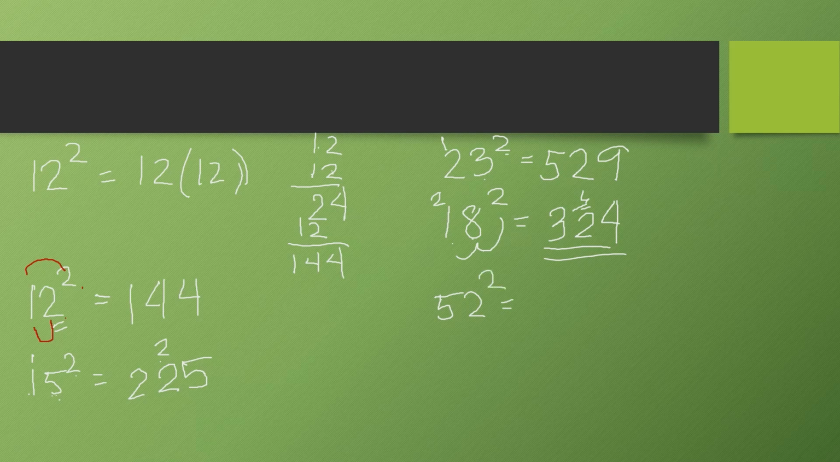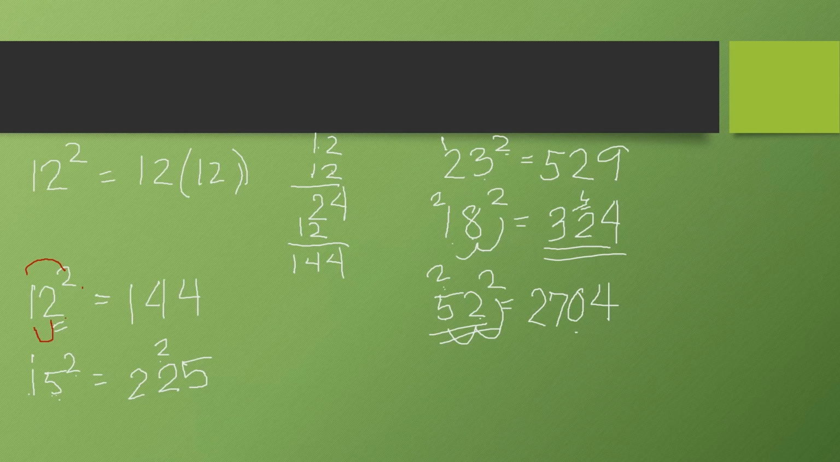Again, we have another example, 52. Square of 52, 2 times 2, 4. 5 times 2, 10, times 2, 20. Right here the 0, then carry 2. 5 times 5, 25, plus 2, 27. The answer is 2,704. That is the square of 52.